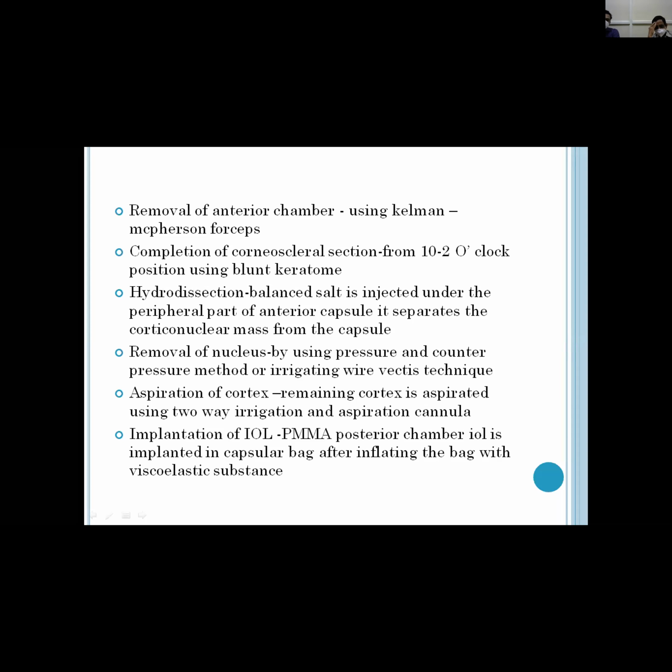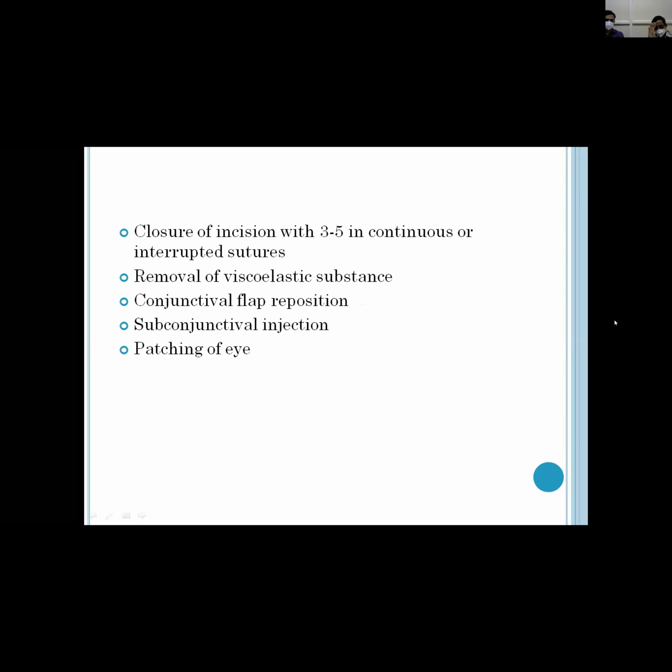Aspiration of cortex. Remaining cortex is aspirated using two-way irrigation and aspiration cannula. Implantation of intraocular lens. PMMA posterior chamber intraocular lens is implanted in capsular bag after inflating the bag with viscoelastic substance. Closure of incision with 3 to 5 continuous or interrupted sutures. Removal of viscoelastic substance. Conjunctival flap reposition, subconjunctival injection, and patching of the eye.